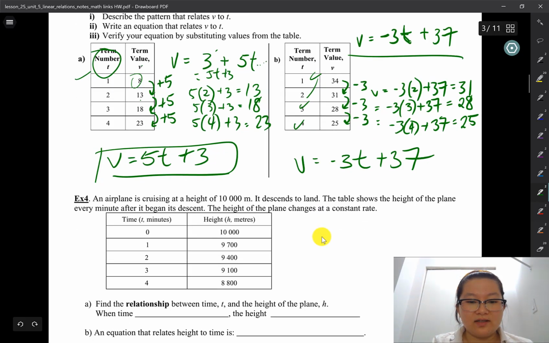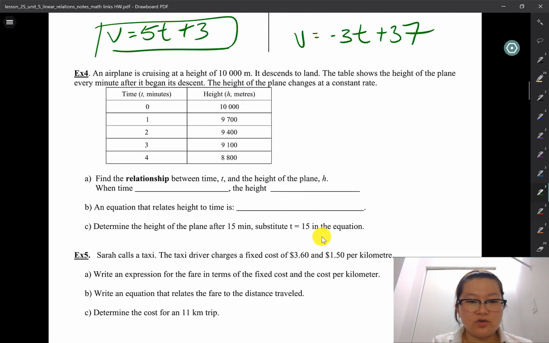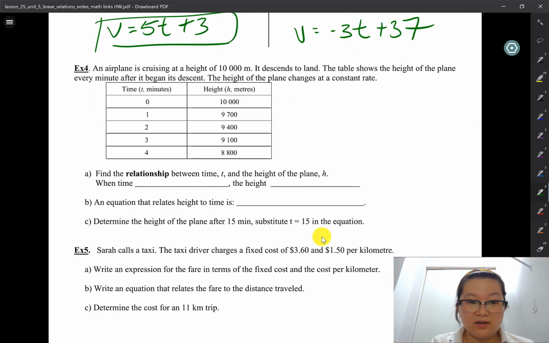Okay, so let's go down here to a few word examples. Word examples might even be easier. Well, let's try the first one. Example 4. An airplane is cruising at a height of 10,000 meters. It descends to land. The table shows the height of the plane every minute after it began its descent. The height of the plane changes at a constant rate. So we know the change is constant. Find the relation between time and the height of the plane.